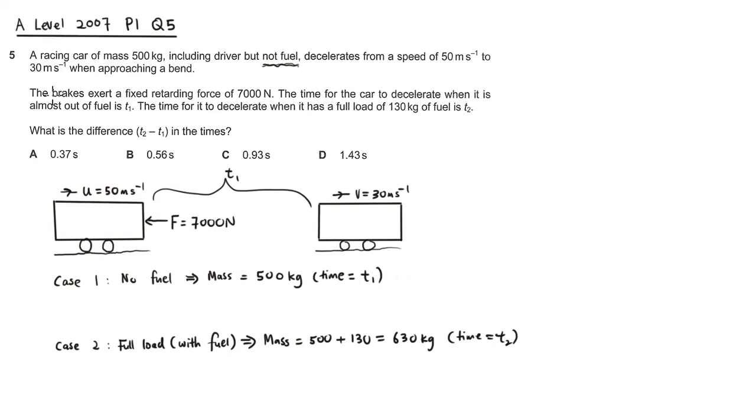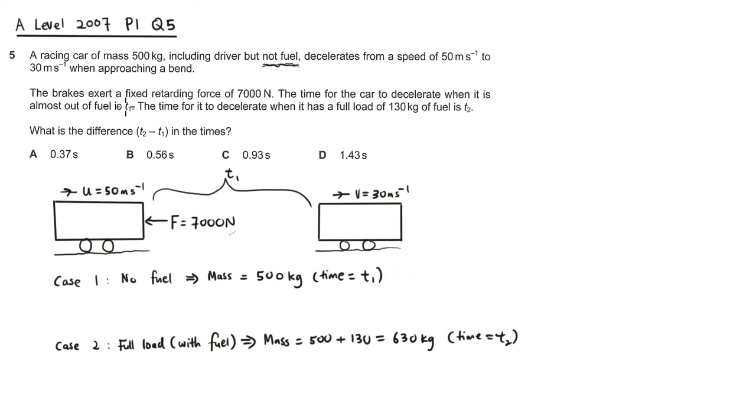If you read further, you'll see that the brakes exert a retarding force of 7,000 Newton. So in this case, obviously the car will be slowed down by a 7,000 Newton force in the opposite direction. When an object is moving, the force must be exerted in the opposite direction in order for it to decelerate, right? So finally, it will slow down. For this process to happen from here to here, it takes time t1. This is what the statement is trying to say.